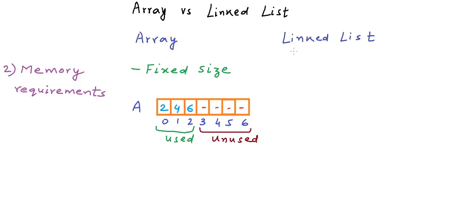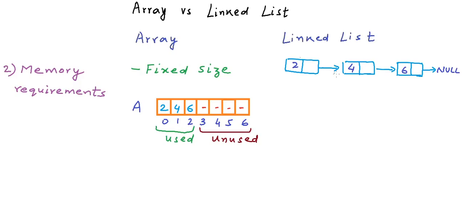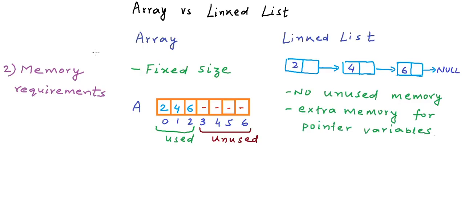With linked list, let's say we have this linked list of integers. There is no unused memory. We ask memory for one node at a time, so we do not keep any reserved space, but we use extra memory for pointer variables. And this extra memory requirement for pointer variables in a linked list cannot be ignored. In a typical architecture, let's say, integer is stored in 4 bytes and a pointer variable also takes 4 bytes.